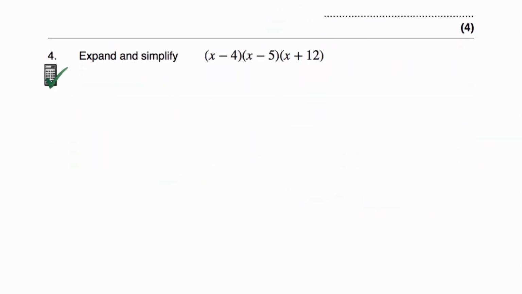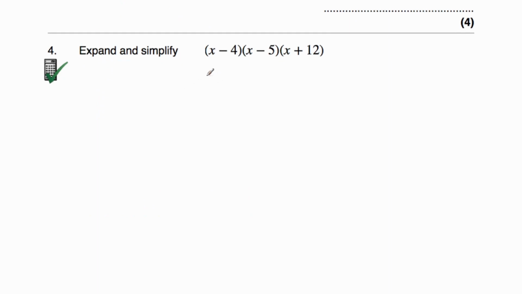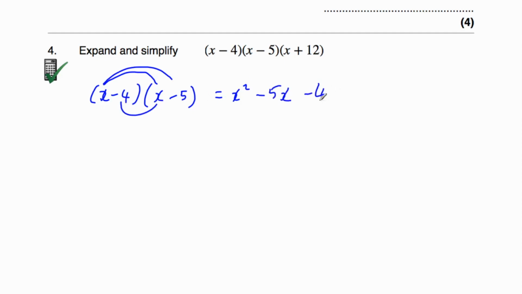Okay, question number 4. So question number 4, we've been asked to expand and simplify x minus 4, brackets, x minus 5, brackets, x plus 12. So let's expand our first pair of brackets, so x minus 4, x minus 5, and see what we get. So x times x is x squared. X times minus 5 will be minus 5x. Minus 4 times x will be minus 4x. And minus 4 times minus 5, well, negative times a negative is a positive, so plus 20.